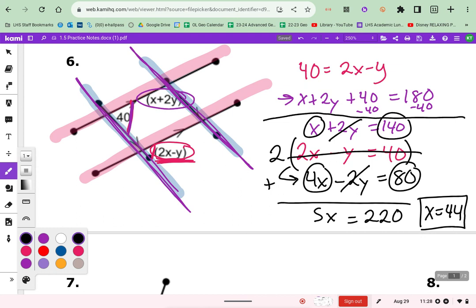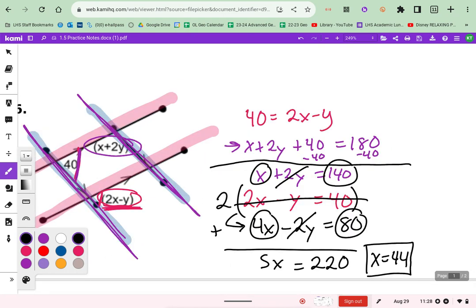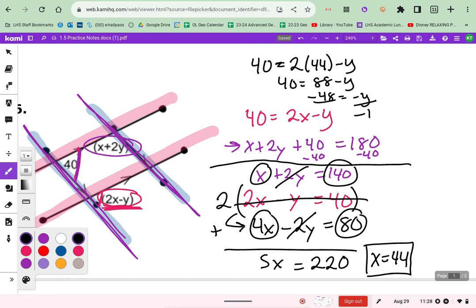All right, so once you have one variable, how do you find the other one? Plug it in, plug it in. Okay, so I'm going to plug it in to one of my original equations. So I'm going to say 40 equals 2 times 44 minus y. And then we'll just solve for y, so 40 equals 88 minus y. If I subtract 88 from both sides, I get negative 48 equals negative y. And I'll divide both sides by negative 1 to get that y equals 48.